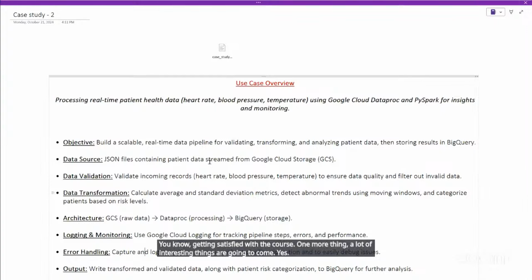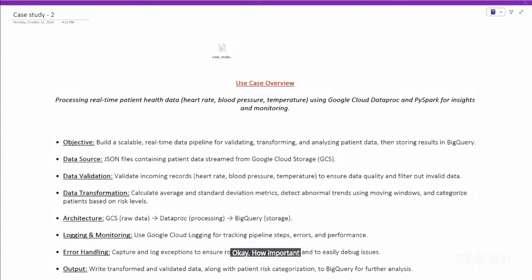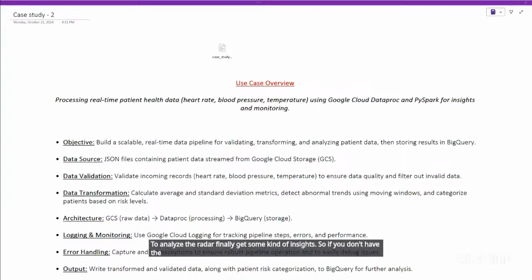How important is the data validation aspect? Very important, right? If you don't validate the data, what is your end goal? To analyze the data or finally get some kind of insights. If you don't have the proper data, then the insights are not going to be correct. It is going to give you wrong insights, which will not be useful for your business improvement purpose.